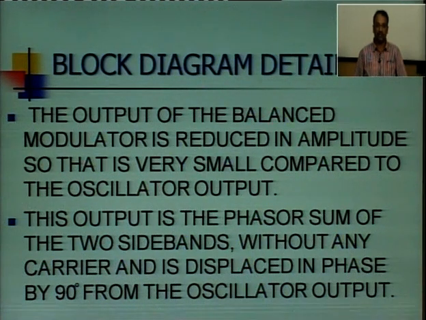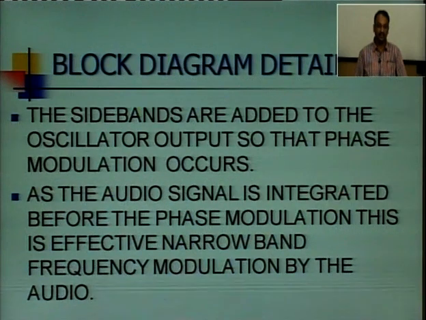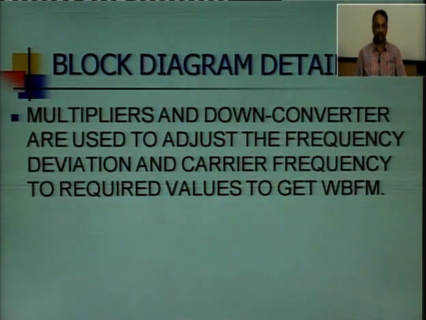This output is the phasor sum of two sidebands without any carrier and is displaced in phase by 90 degrees. The sidebands are added to the oscillator output so that phase modulation occurs. As the audio signal is already integrated before the phase modulation, this is effectively narrow band FM by the audio signal. Multipliers and down converters are used to adjust the frequency deviation and carrier frequency to get a wide band FM.